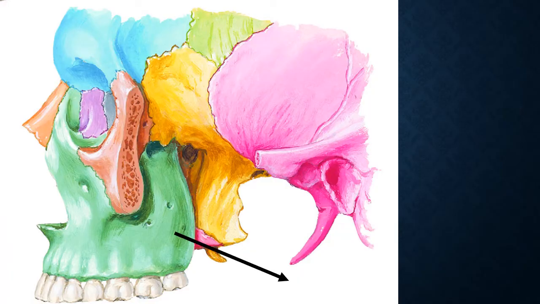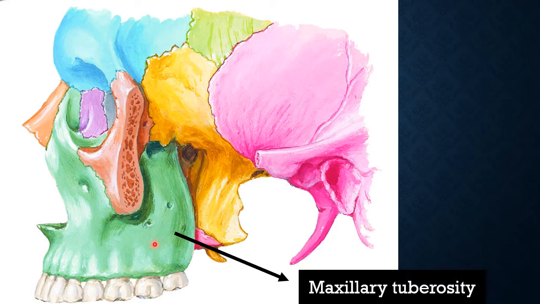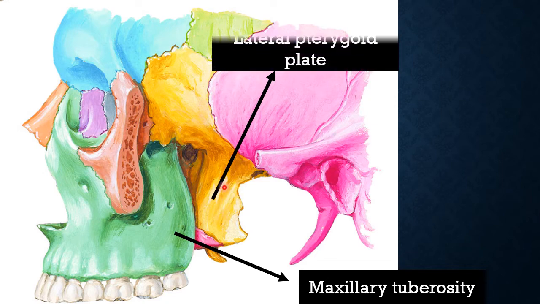Then we are going to see the maxillary tuberosity. This is called maxillary tuberosity. And what are the muscles attached to this maxillary tuberosity? They may ask. Next one is the lateral pterygoid plate. Lateral surface of lateral pterygoid plate. Okay, this is the lateral pterygoid plate and it is the lateral surface of lateral pterygoid plate. They may mark and ask you to identify that particular area.